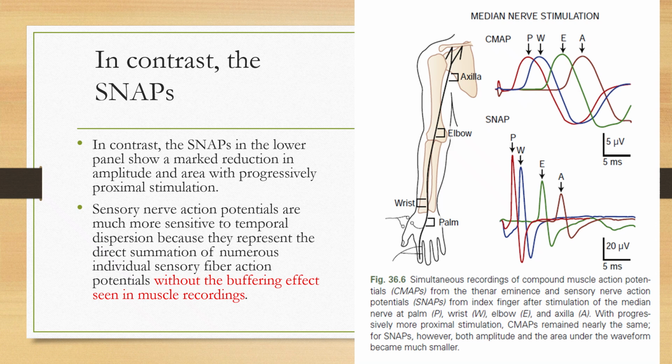In contrast, the SNAP in the lower panel shows a marked reduction in amplitude and area with progressively proximal stimulation. Sensory nerve action potentials are much more sensitive to temporal dispersion because they represent the direct summation of numerous individual sensory fiber action potentials without the buffering effect seen in muscle recordings.